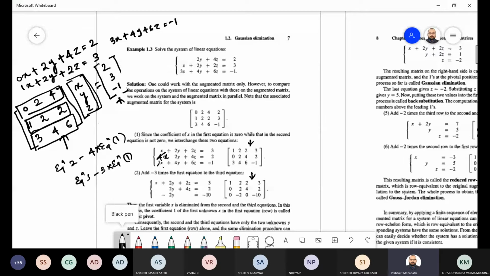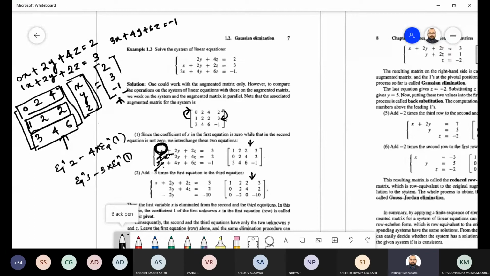The thing is that the x should be there at the first position, so we rearrange it. Rearrange means we took equation 2 to the first position and brought equation 1 down to equation 2. You can even take equation 3 to the first position, you have that freedom. You can interchange their positions, but something should be there at this position. Why? Because if x is there, then you can delete the other x easily.